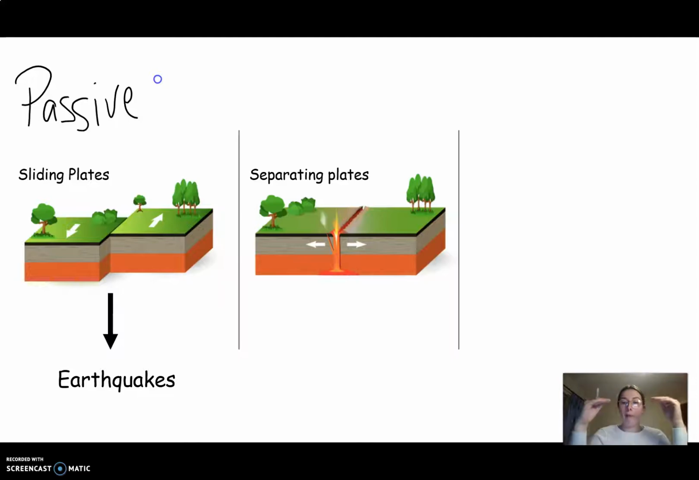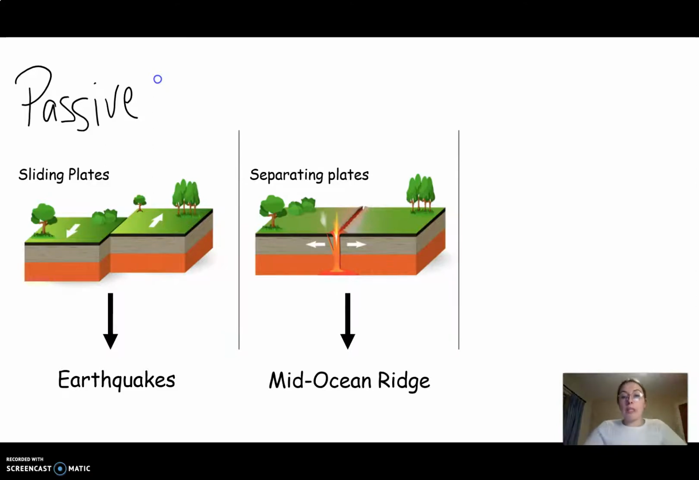Okay, so this is where the 2 plates pull apart from each other. Here's one plate, here's my other plate, and they pull apart from each other. They pull apart, creating a crack in the Earth's surface, and magma can come up through the crack in that Earth's surface. These form mid-ocean ridges, as we just discussed. These are also known as constructive plate boundaries.